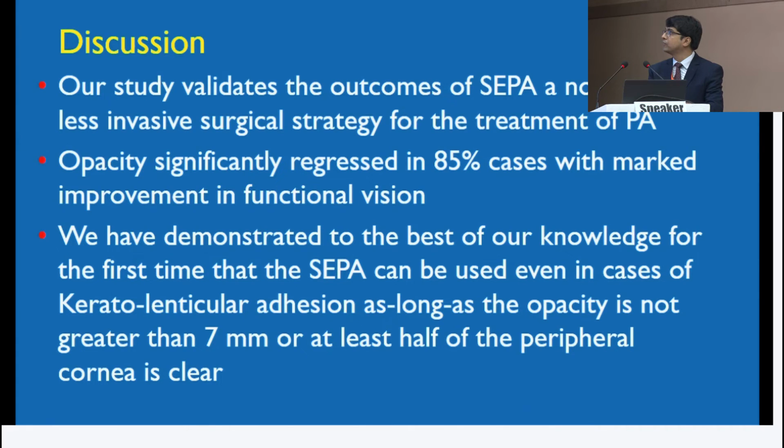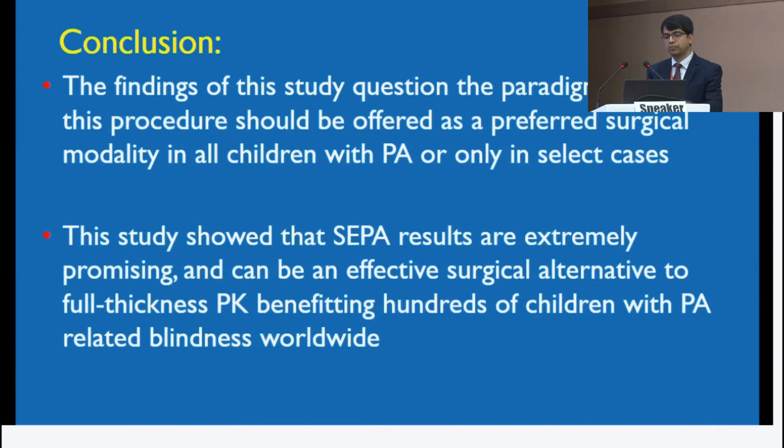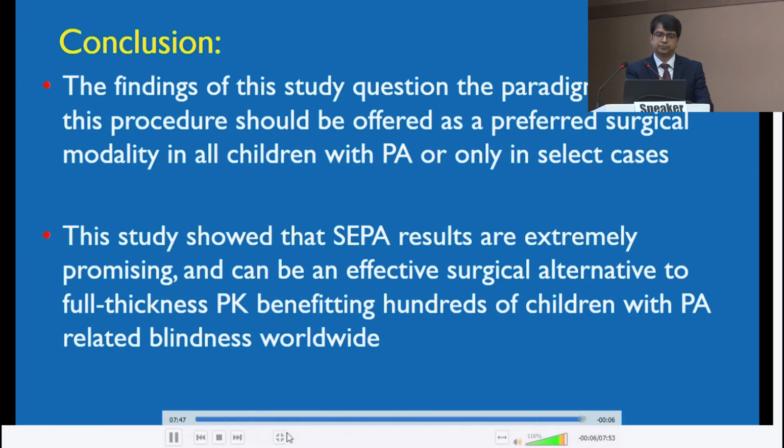The findings of our study question the prevailing paradigm of whether this procedure could be offered as a preferred surgical modality in every case of Peters anomaly, or only in select cases where corneal opacity is less than 7 mm, irrespective of the type of Peters anomaly. The long-term results are extremely promising, can be a very effective surgical alternative to penetrating keratoplasty, and this would benefit hundreds of children with Peters anomaly related corneal blindness worldwide.